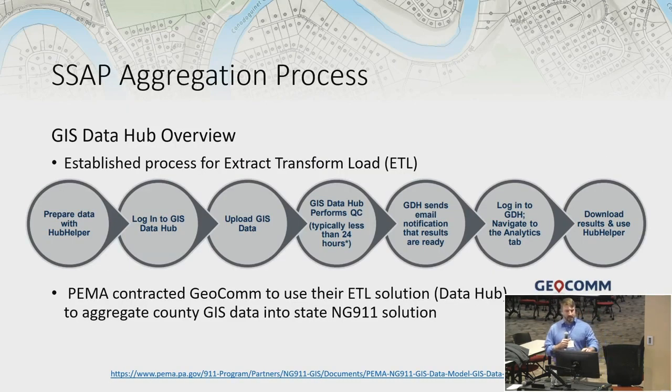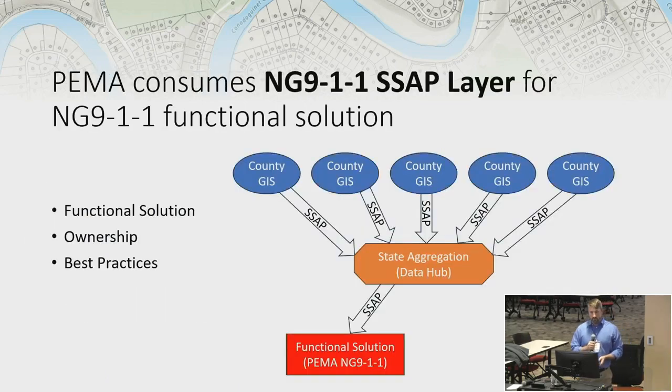This is a screenshot right from Geocom and their Data Hub of the steps in which they're working with the data and how the data is processed. I'm not going to talk about that too much. So we have the address point data in the counties, aggregating it through the Data Hub, and then using that statewide data set to perform the functional work of geospatial call routing in the next-gen 911 system.